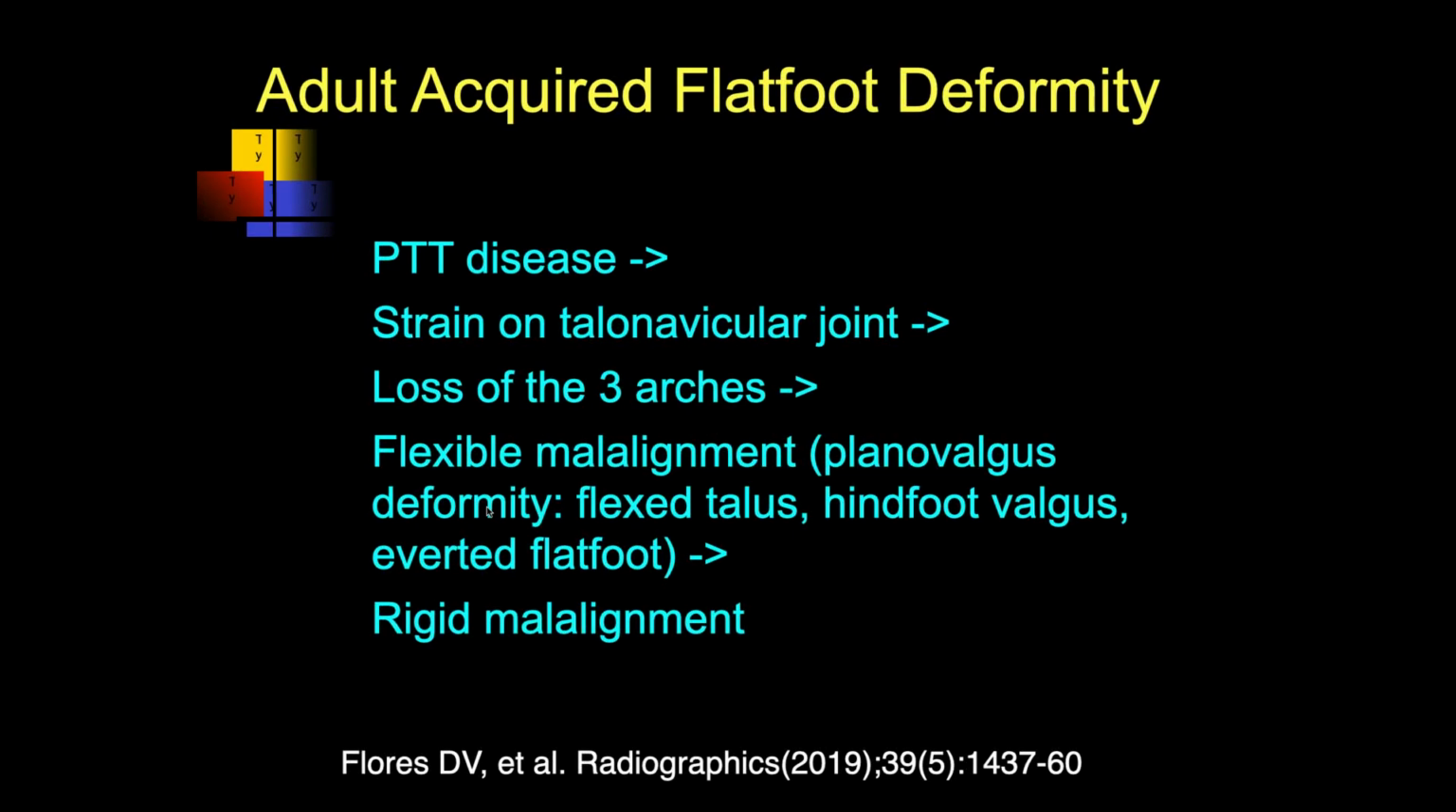Okay. So adult acquired flat foot deformity, this is a nice article reviewing it in Radiographics. It starts with posterior tibialis tendon disease or tendinopathy. You then get a strain on the talonavicular joint. You get loss of the 3 primary arches. At first it starts out as a flexible malalignment, where you get a kind of plano-valgus deformity, where you get flexion of the talus, early hindfoot valgus and eversion, flat foot. And if this goes on over time, then you end up getting a rigid malalignment that's much more difficult to treat.